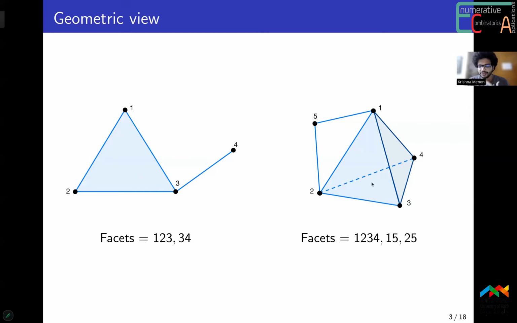And similarly, here on the right, you'll have to imagine it in 3D. But 1, 2, 3, 4 is a face. So the vertices 1, 2, 3, and 4 form the vertices of a three-dimensional simplex, a tetrahedron. So a simplicial complex is also a way of gluing simplices together in a nice way.